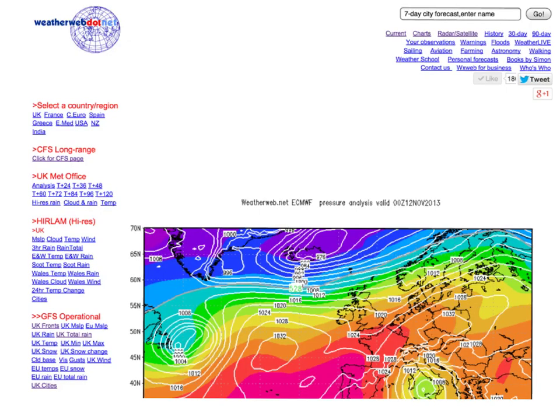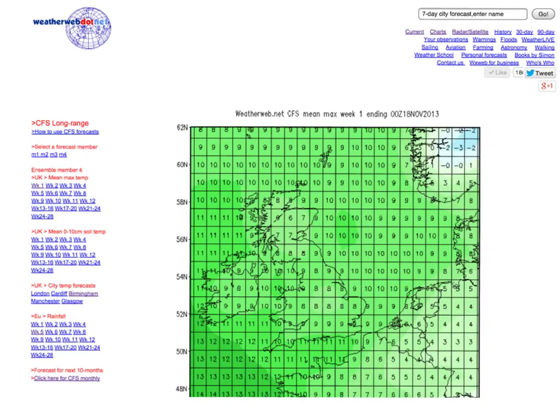And I've got some new charts for you today, some new toys to play with. If you go onto the weatherweb.net homepage and then click on charts up here in the right hand corner, and then down the left hand side you'll see here, click for CFS page. Click on that, and it takes you to a page like this.